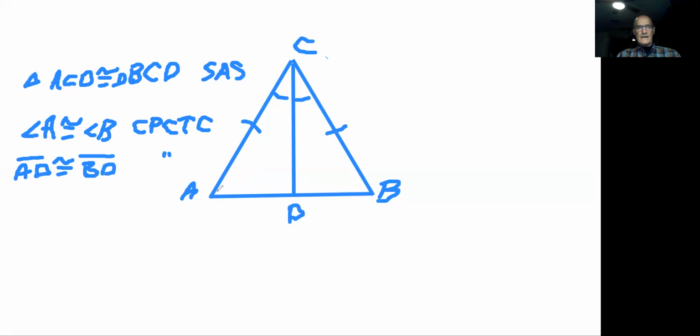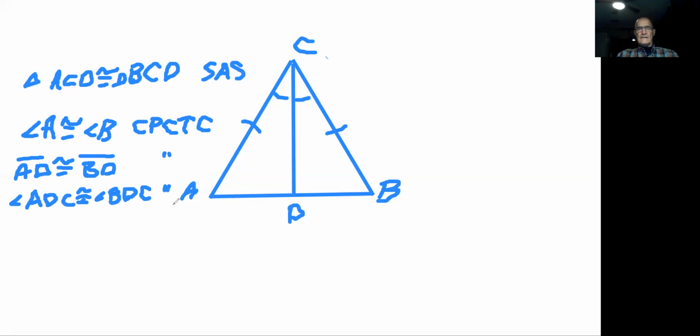And then the final pair that I can use here is angle ADC, which is congruent to angle BDC, and it's the same reason: corresponding parts of congruent triangles are congruent.